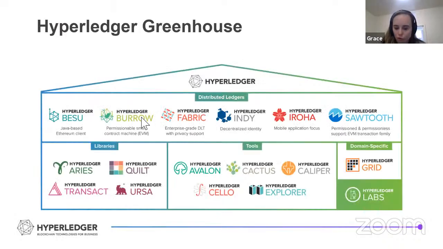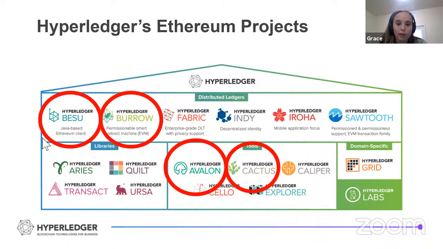So again, we're moving through this quickly just because we want to get to the demos and the fun stuff. But setting the scene here, if you were at the last session, you all are obviously familiar with Hyperledger and the Hyperledger greenhouse. Sometimes we get the question, what's the difference between Hyperledger and Ethereum? And in fact, there are Ethereum projects in Hyperledger, including Besu, Burrow, and then Avalon and Cactus also interact with Ethereum. Besu is the enterprise Ethereum client that's written in Java, which we'll talk about a lot with Lucas. Burrow is the permissionable smart contract machine, or an EVM, Ethereum virtual machine. Then there's Avalon, and then there's Cactus.